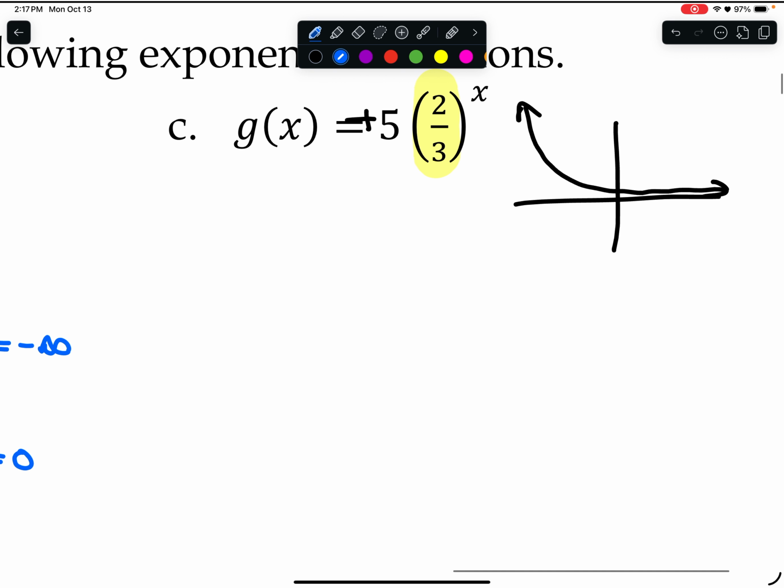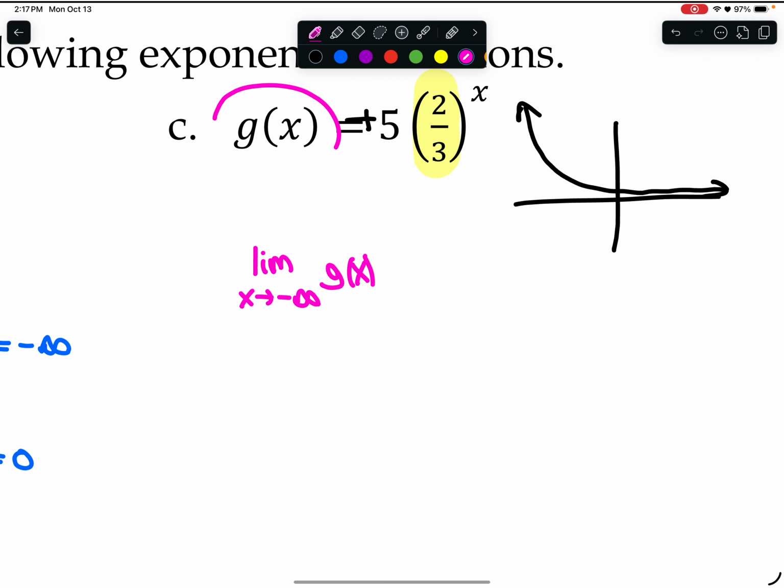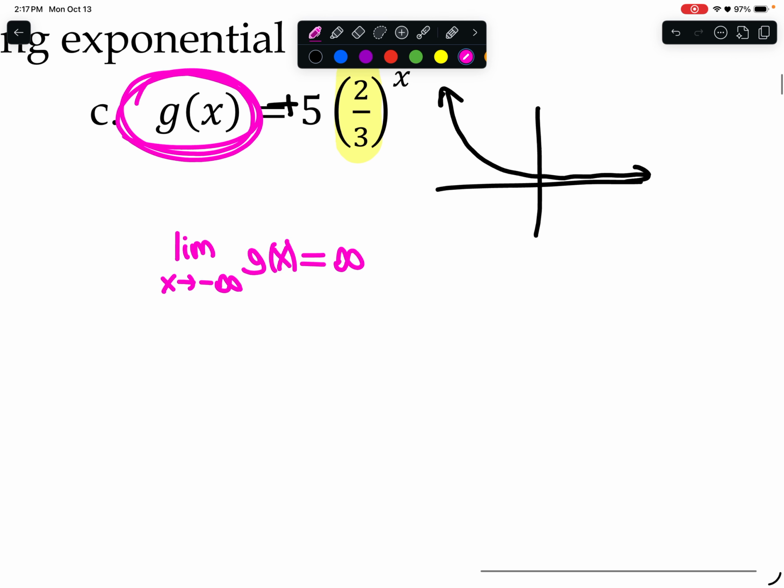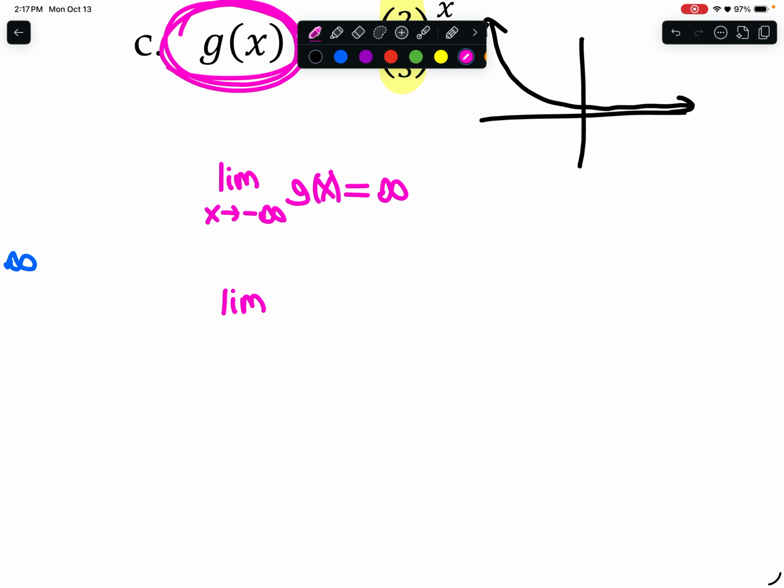For my limit notation, my limit as x approaches negative infinity of g of x. In this case we do have a function name, so you've got to make sure that you're using the correct letter in your limit notation. My limit as x approaches negative infinity of g of x is going to equal positive infinity, and then my limit as x approaches positive infinity of g of x, in this case, is going to equal your horizontal asymptote, which in this case is 0.